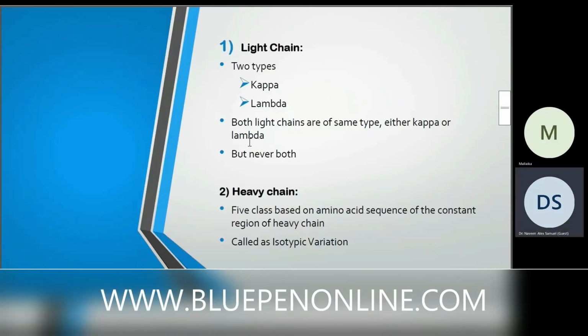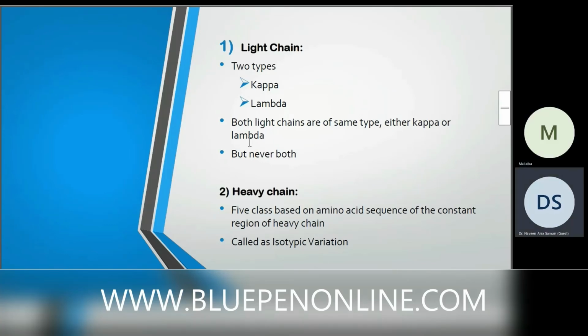There are 2 types of light chains, kappa or lambda. Either both light chains will be kappa or both will be lambda, but never kappa and lambda together. Either it will be kappa or it will be lambda.